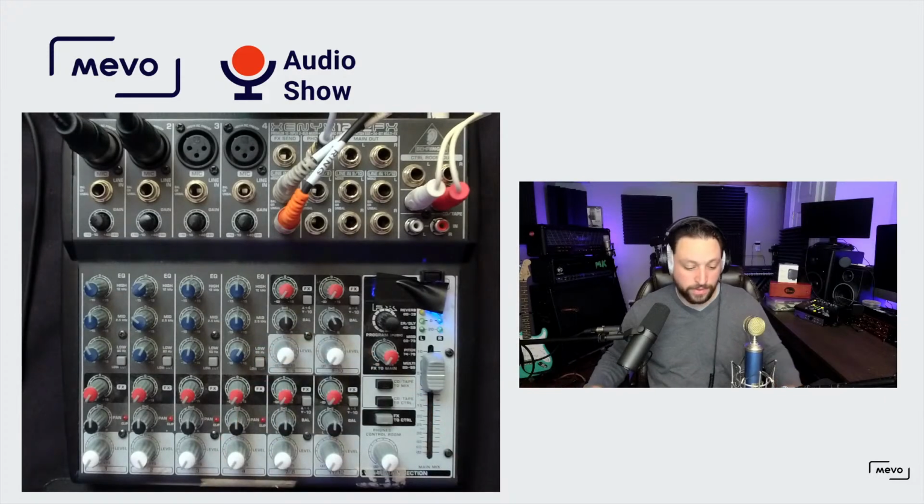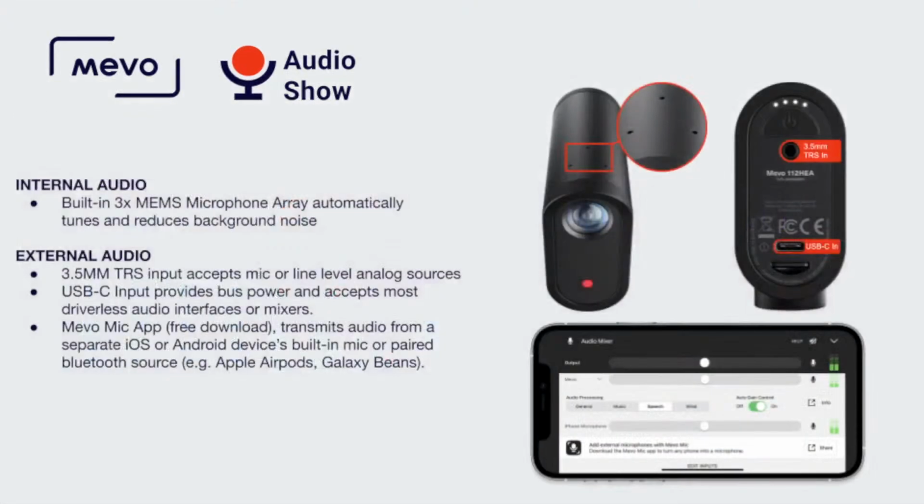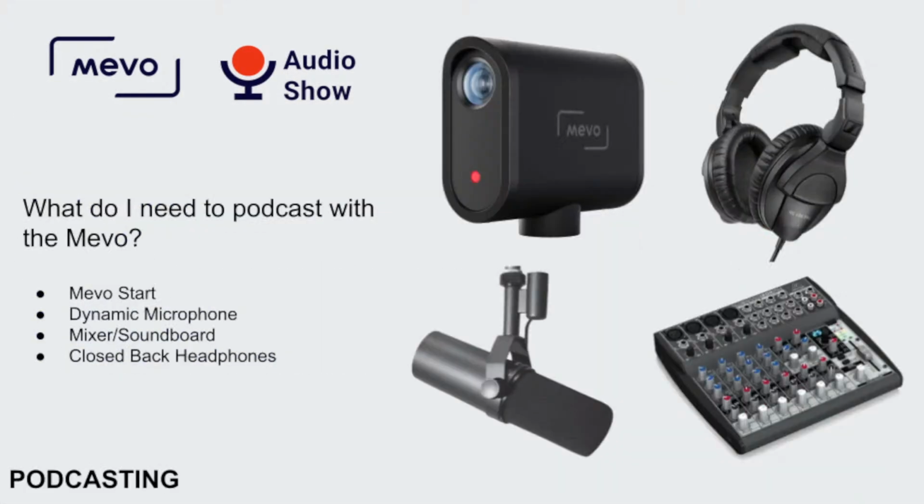Cool. So let's go back to our slides here. Great. So that really is the basics. That's really all you need if you want a good quality podcast: just a decent mic, maybe get yourself a mixer, maybe you don't have one, the Mevo Start, obviously, and a nice pair of headphones.